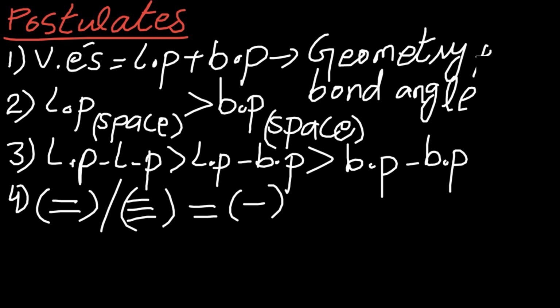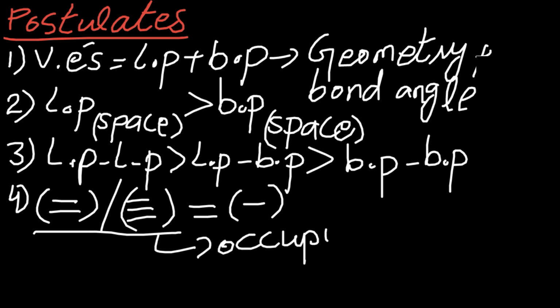Their effect in determining the geometry is the same as that of the single bond. However, as these have a greater number of electrons than the single bond, they occupy more space than the single bond.